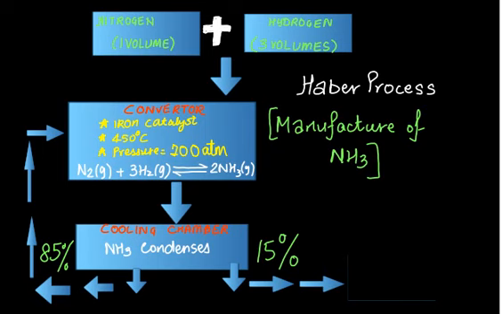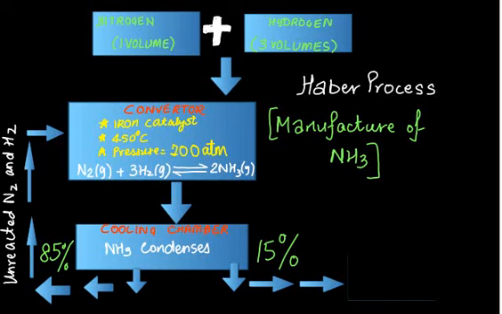Now, why are they being sent back into the converter? Because we do not want to waste anything. Anyway, we'll be needing the resources, the raw materials, nitrogen and hydrogen. So it's better that we send them through another inlet into the converter. So we recycle the 85% nitrogen and hydrogen that are left unconverted, so that they get back into the converter and the process repeats again.